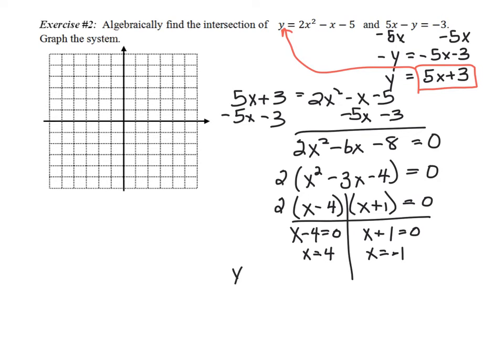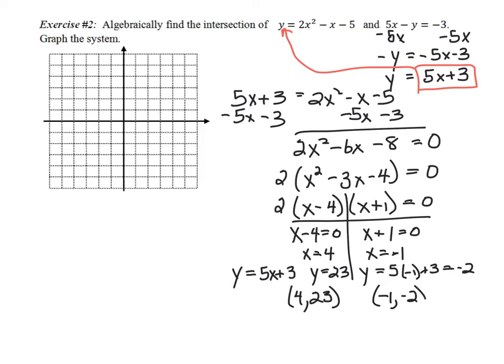And just like the last example, we need to find the y value by going back to our linear equation. You could actually go back to either equation, but the linear one is easier. So 5 times 4 plus 3, that's 23. And then in my second equation, 5 times -1 plus 3, that's giving me -2. So my 2 points of intersection should be (4, 23) and (-1, -2).